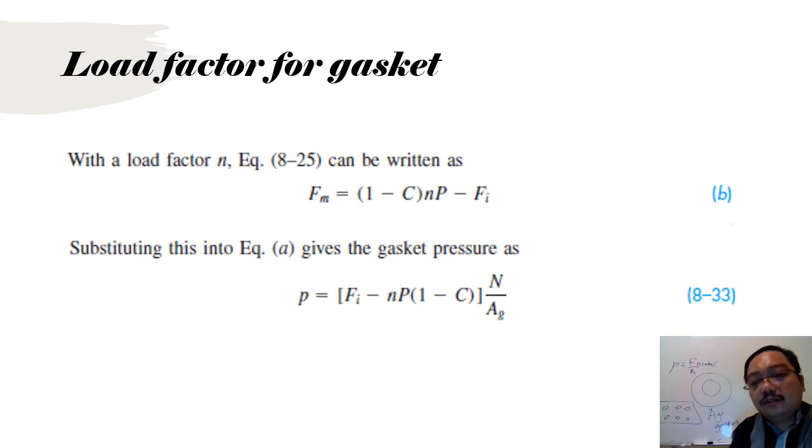Substituting in the equation from the previous slide, you can find the gasket pressure: p equals the initial force minus the load factor times the external force, that is, (Fi minus (1 minus C) P) times N over the area of the gasket. Here N is the number of bolts, whether you want to use one bolt, two bolts, three bolts, four bolts, and so on.